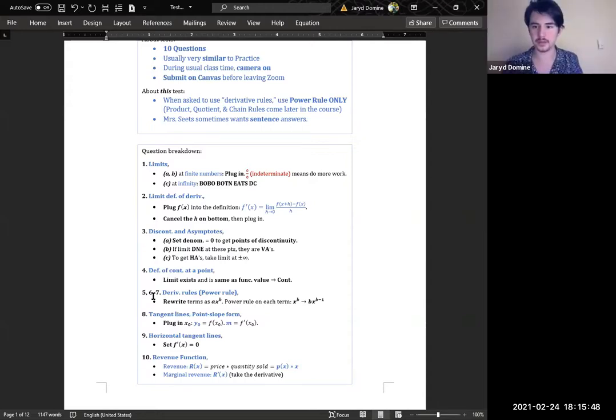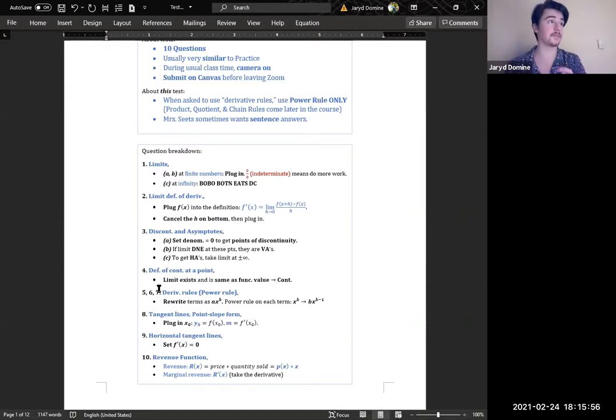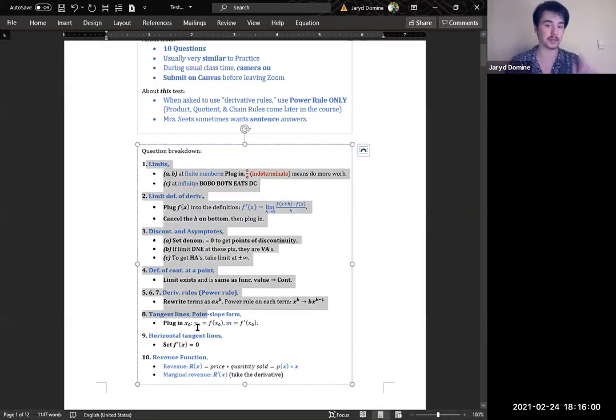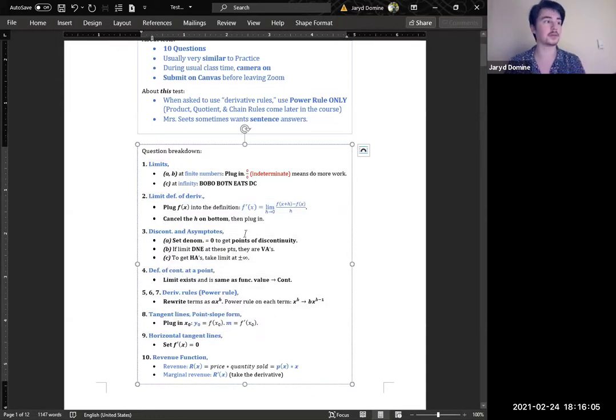I have a quick question. Yes. You said the test will be similar to this practice. Yeah. So the test is usually very similar. So like this breakdown I have: question 1 about limits, question 2 about the limit definition, question 3 about discontinuity points and asymptotes. They're usually going to be in the same order. Sometimes they're even just renumberings of the same problem. Sometimes they're that similar.